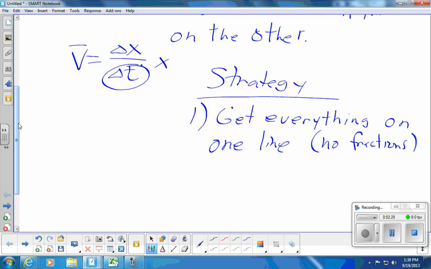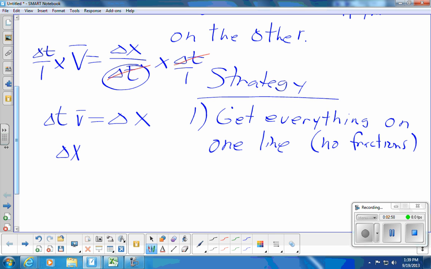I multiply both sides by delta t over 1. That has the time delta t cancel from the right-hand side. And I end up with, on the left-hand side, delta t times average velocity is equal to delta x. Okay, if the problem is asking me to solve for delta x, if they're saying what's the displacement, I'm done. I've got delta x is equal to average velocity times time. You might often write it with the unknown on the left, average velocity times time, if you prefer. But we're done with that.